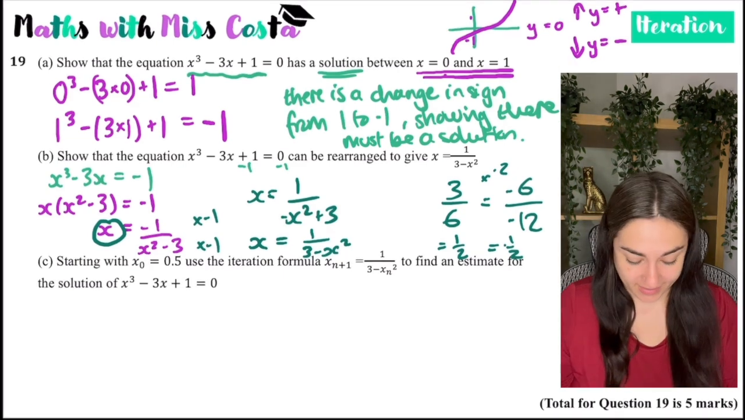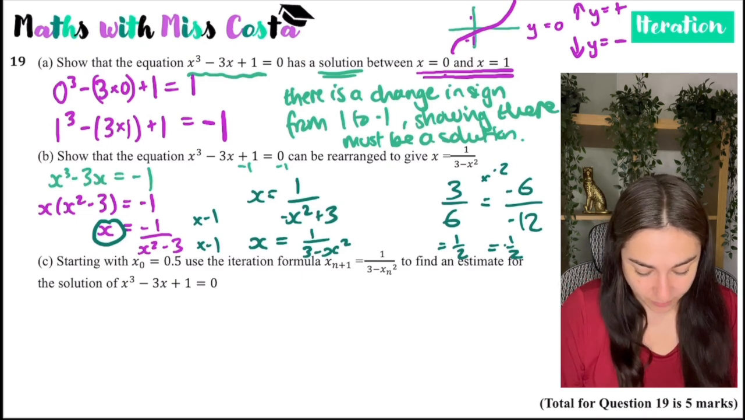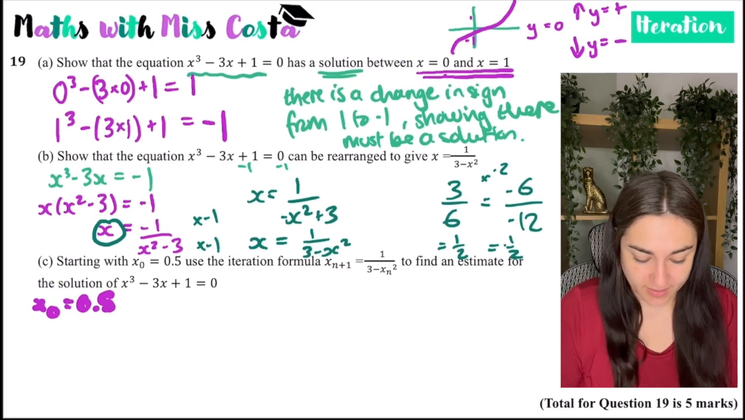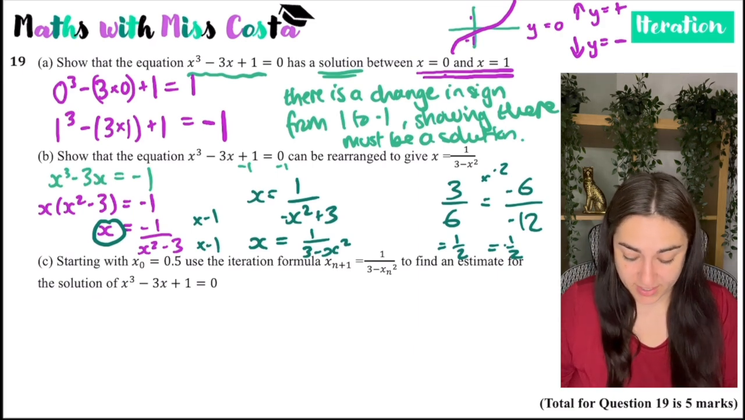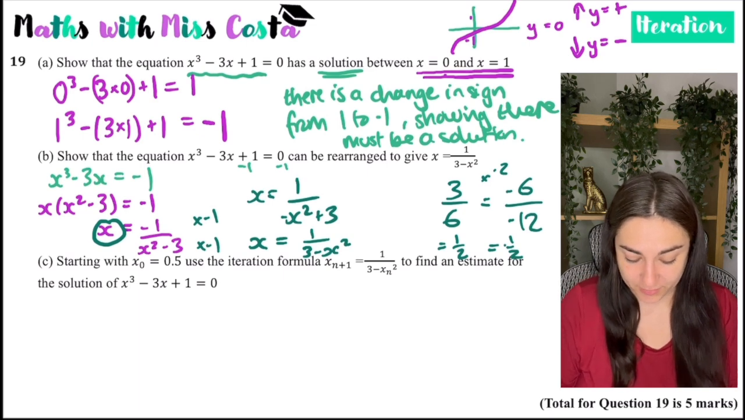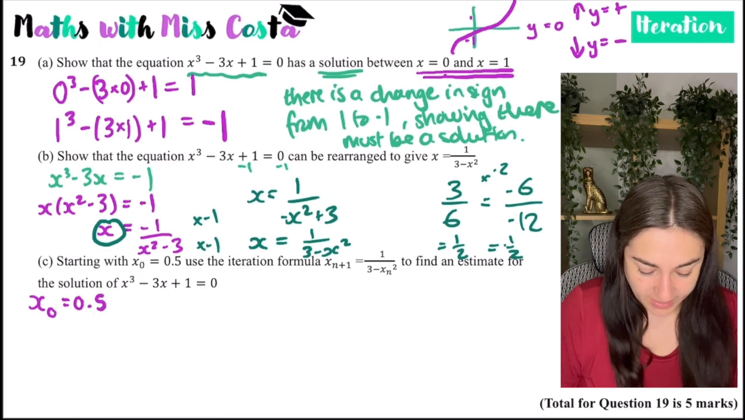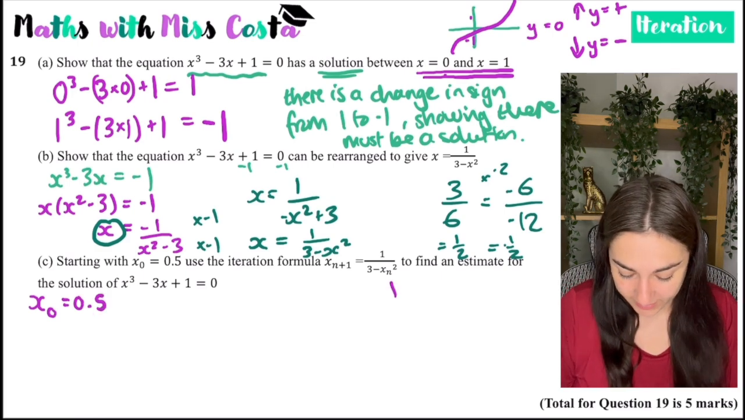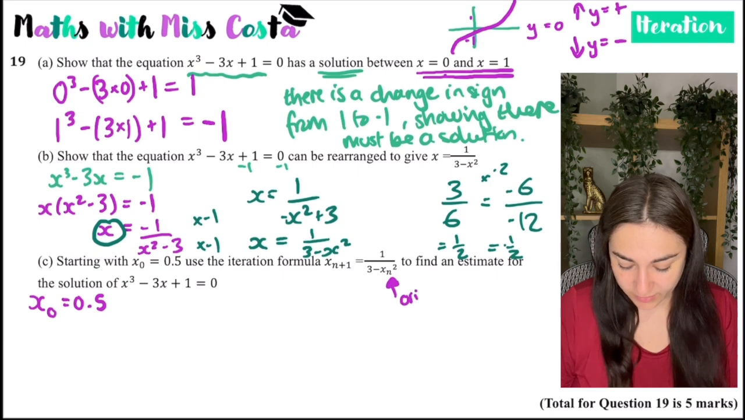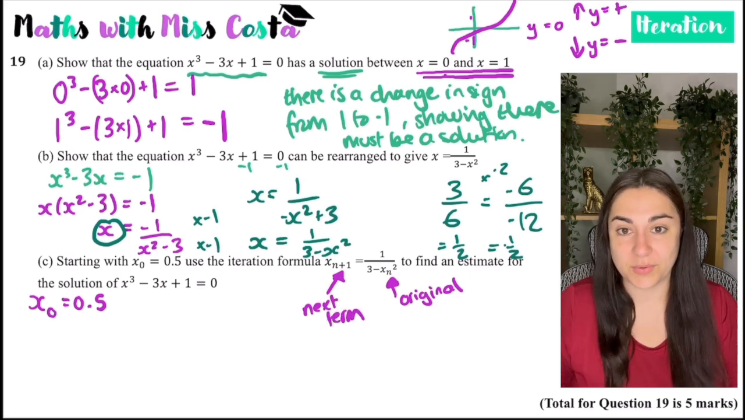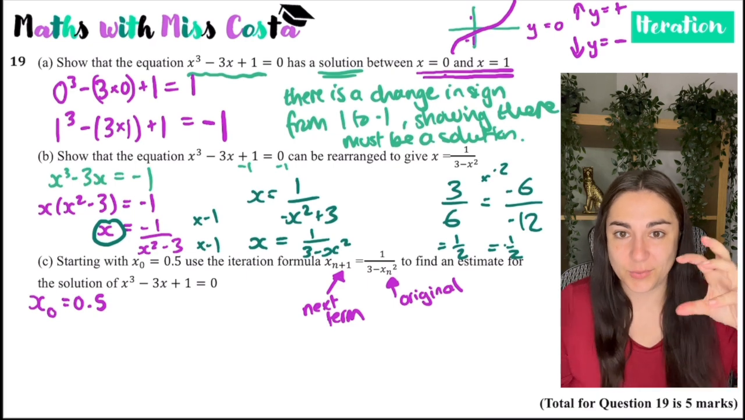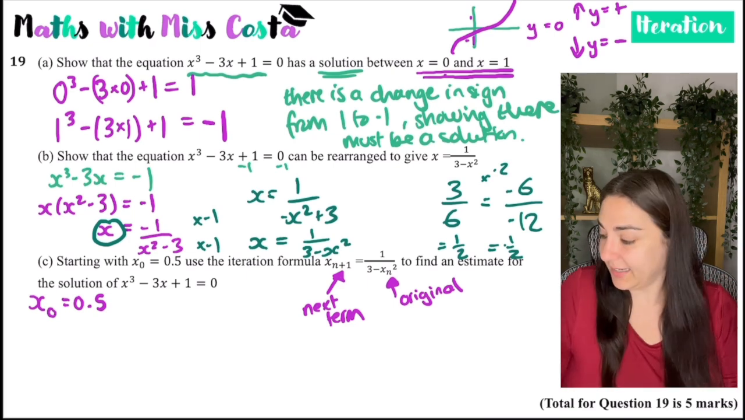Okay, so for the next part, I am told to, starting with 0.5, use the iteration formula. So that's what I literally just rearranged to find an estimate for the solution of x cubed minus 3x plus 1. So x0 is 0.5, and I'm going to be plugging that into this formula. Remember, all this means is the original term, and all this means is the next term. So iteration is literally the formula that you use to work out the next term using the value of the previous term. So let's start with 0.5.